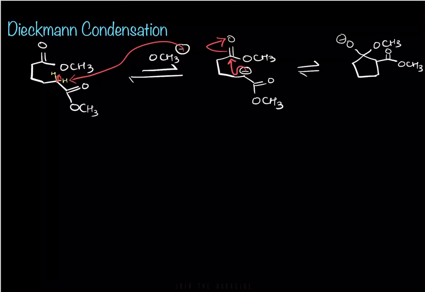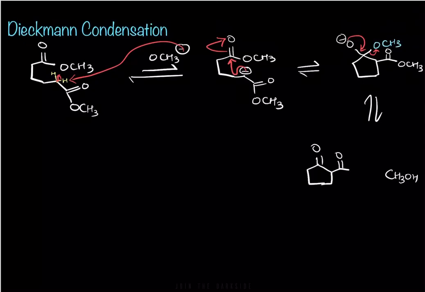Okay, once the tetrahedral intermediate is formed, we have the leaving group in the molecule. The leaving group is going to leave when the oxygen pushes in the electrons. So these electrons will come up here, and the leaving group is going to leave, forming the alcohol and the beta keto ester. So the mechanism as such is super simple.